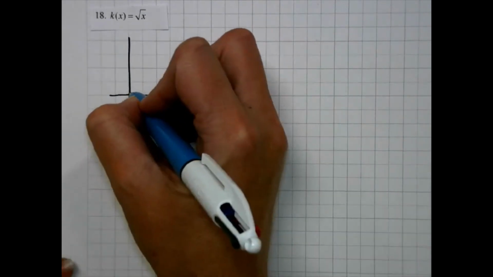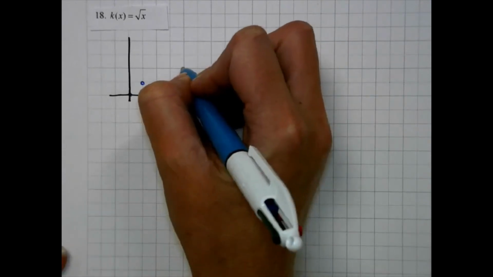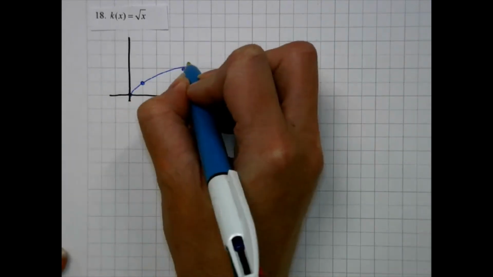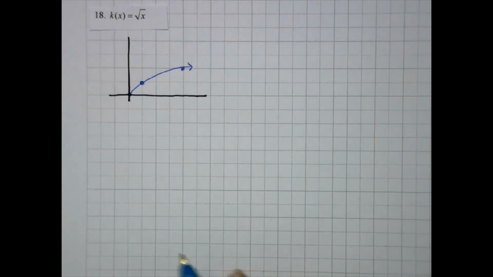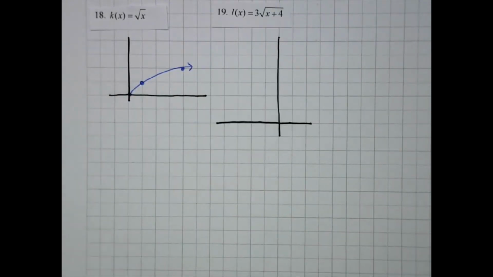Our next parent is the square root of x. For the square root, we're at 0, 0, 1, 1, and 4. The square root of 4 is 2. So these 3 points are what I want to see. There is no bottom half. It is just that top half there.